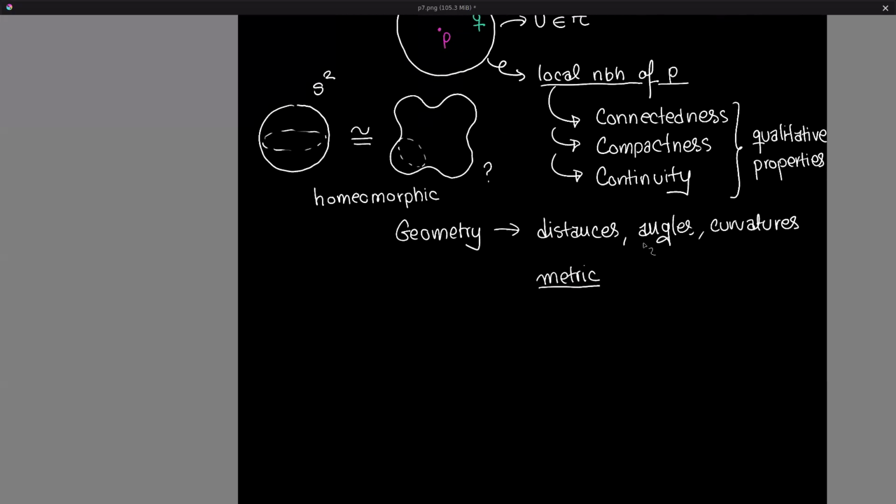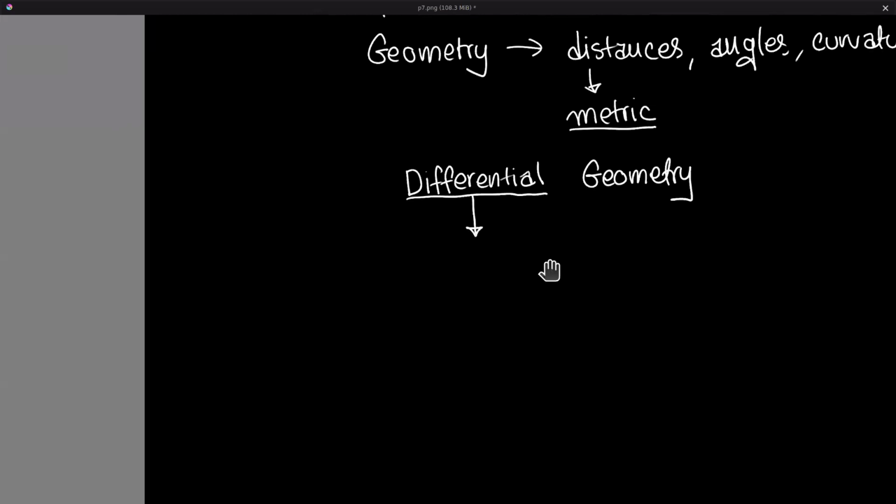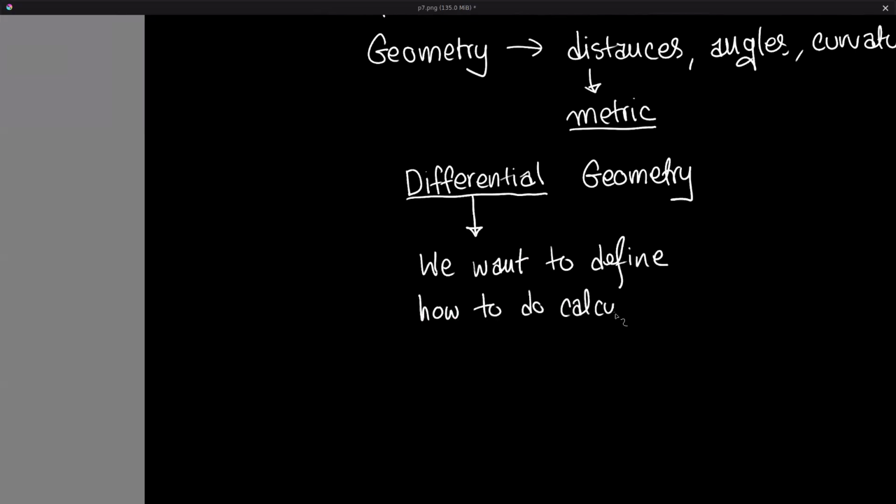Now, we're going to get to metrics later because first of all, we need to define some more things, and that's where the differential part of differential geometry comes in. So we are talking about differential geometry, and it's easier to define the differential part first, which really just means that we want to define how to do calculus on this space.